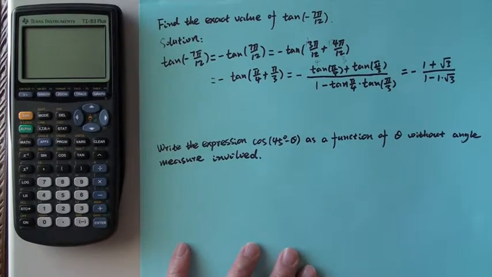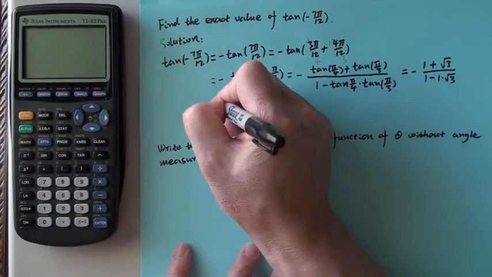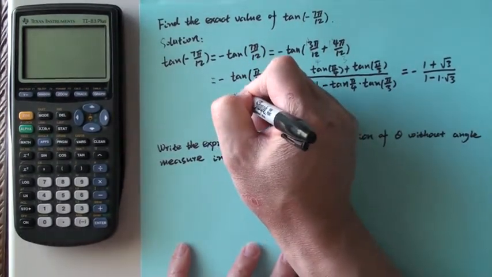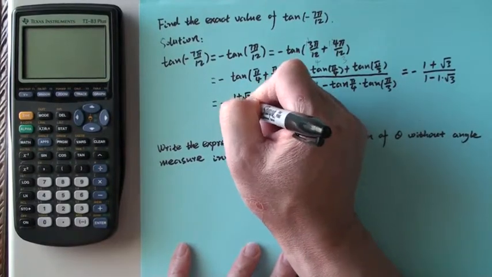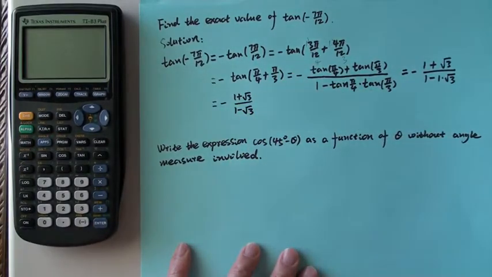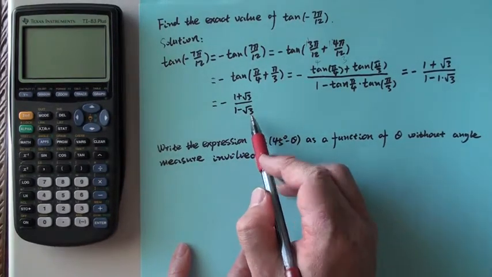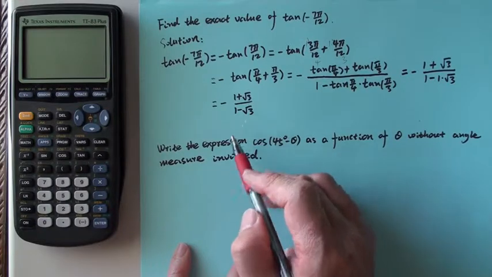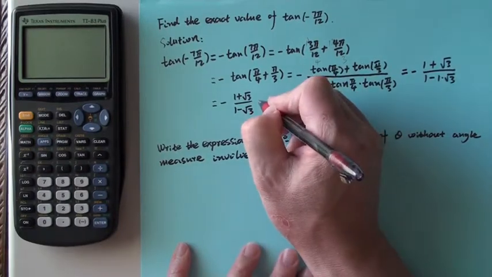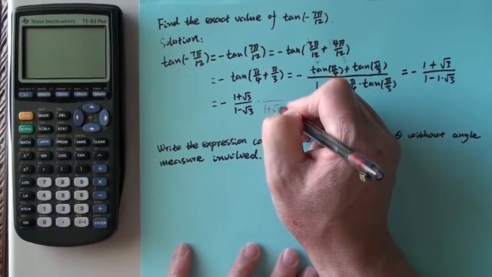Alright, and then 1 times radical 3 is just, upstairs we don't change it. Downstairs 1 times radical 3 is radical 3. Then we like to rationalize it. 1 minus radical 3, we don't like a radical sign down in the denominator. So we multiply by the conjugate, 1 plus radical 3.